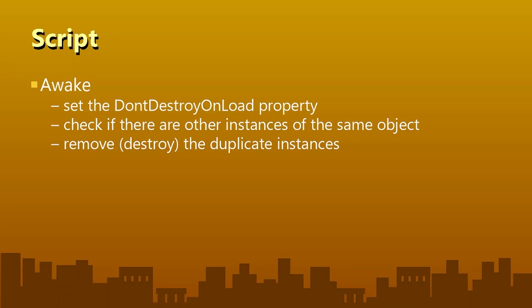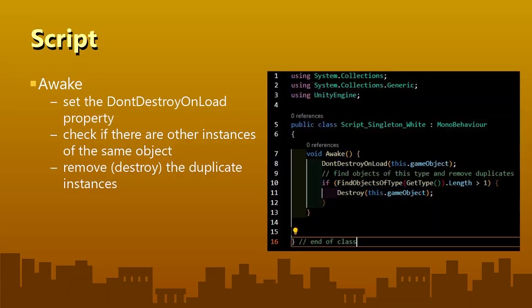And we will write all of this in the built-in Unity function, which is the Awake function. So this is how it would look. We have the built-in Awake function. Then we're calling DontDestroyOnLoad, setting the property for this game object not to be destroyed on scene changes.